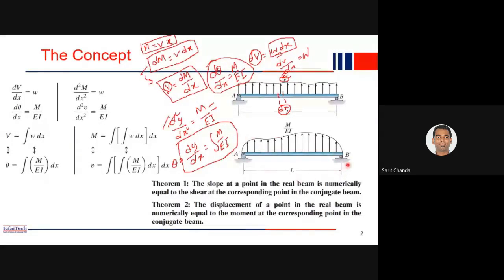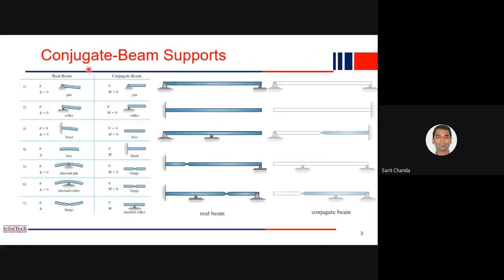Once you draw the conjugate beam, it is very easy to find the shear force and bending moment at any point. The shear force and bending moment at any point will simply be the slope and deflection in the original real beam. So let's see in the next slide how the supports change from the real beam to the conjugate beam.